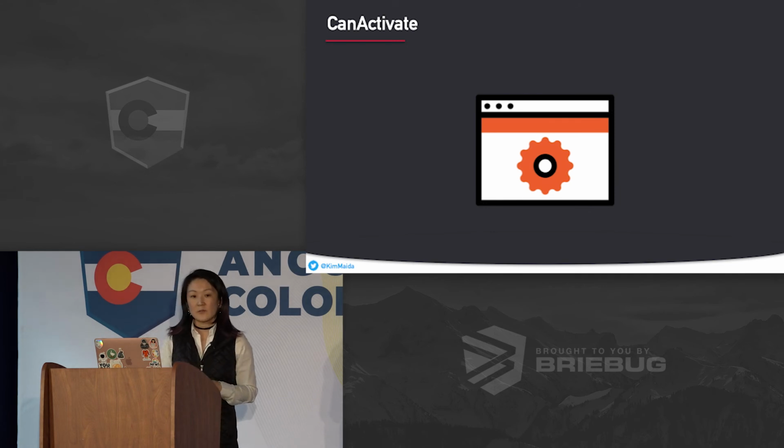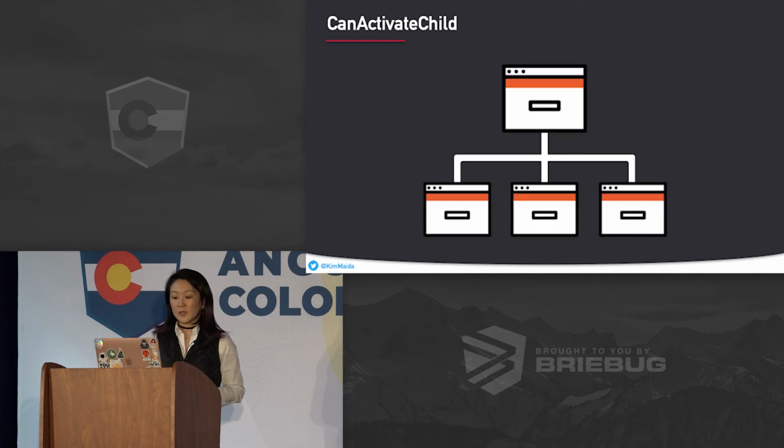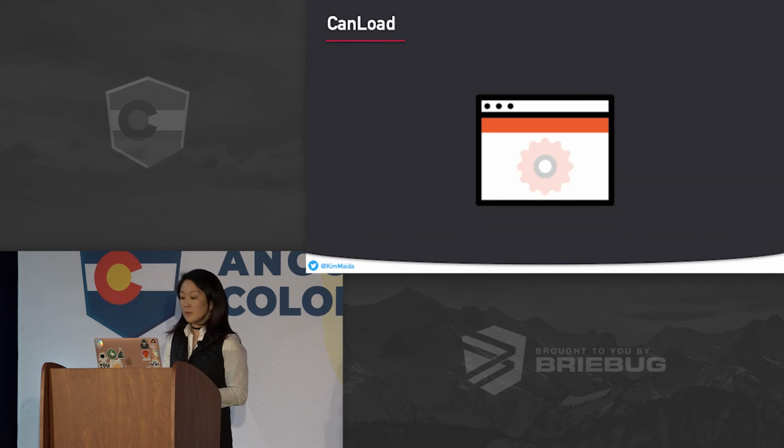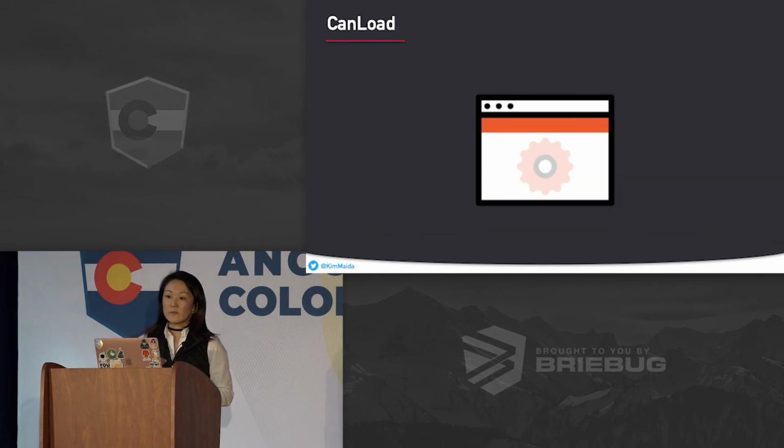even if the user doesn't have access to it. canActivateChild works very similarly. It prevents unauthorized users from navigating to all children of a specific parent. And then finally, we have canLoad, which prevents lazy loaded modules from downloading to the browser in the first place if the user is unauthorized to view them.